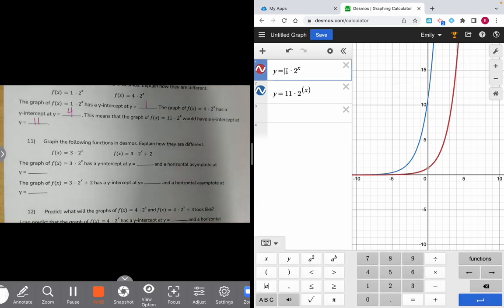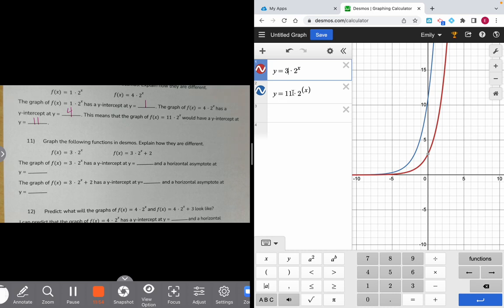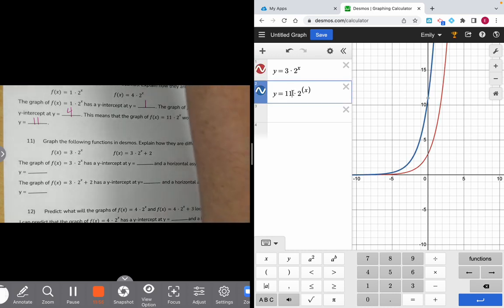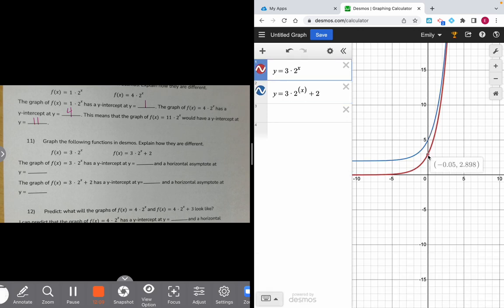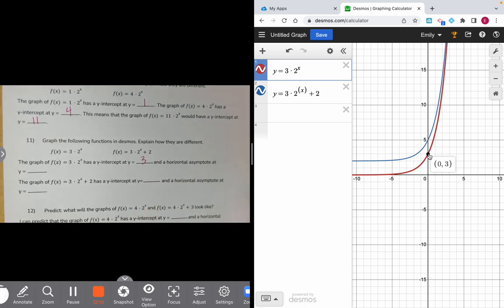Now, I want to graph these others. So this time I'm going to take out this original. We're going to change it to 3 times 2 raised to the power of x. And here I'm going to do the 3 times 2 raised to the power of x again, but I'm also going to add a plus 2 to the end. So what we notice here with the first line, 3 times 2 raised to the power of x, it now has a y-intercept of 0, 3, and a horizontal asymptote still at y equals 0.